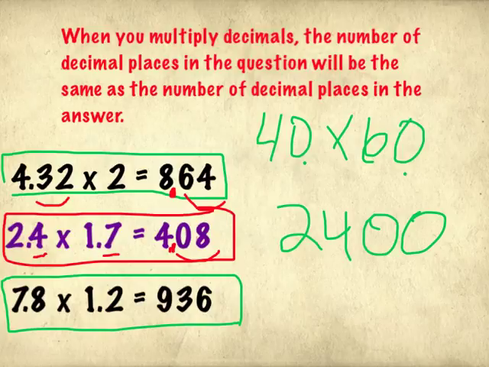7.8 times 1.2 equals 936. Where should the decimal go? Again, in the question, I have a decimal place here and a decimal place here. That's 2 decimal places, so the answer should be 9.36.